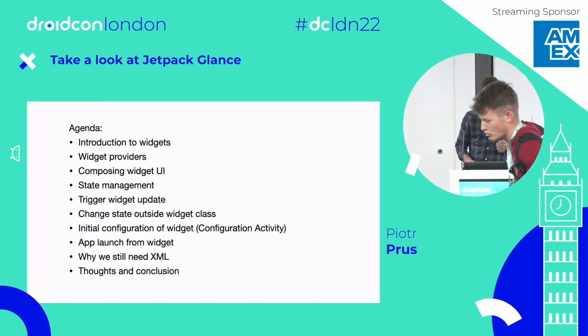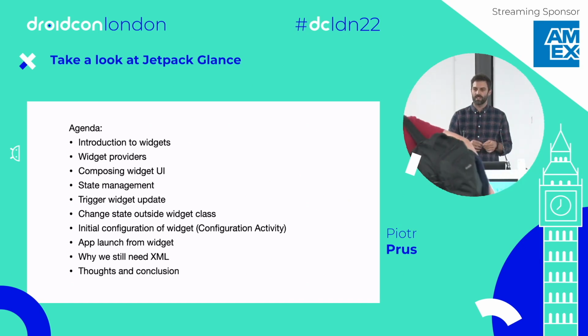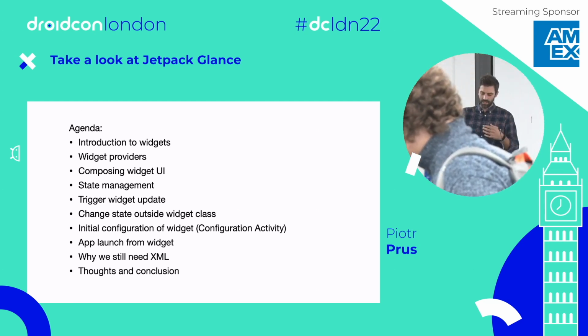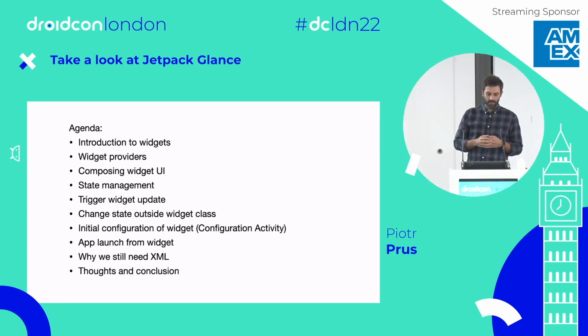So, short agenda. I will give you some small introduction to widgets, then what the widget provider is and how it works, then how we can compose the widget UI using Glance, how to manage the state of the widget, how to trigger the updates, and change the state outside of the widget class, so make the updates not from the widget itself but somewhere else. Initial configuration, so the configuration activity when you place the widget on the home screen, and then up launch from the widget, why we still need XML, and my thoughts and conclusion on that.